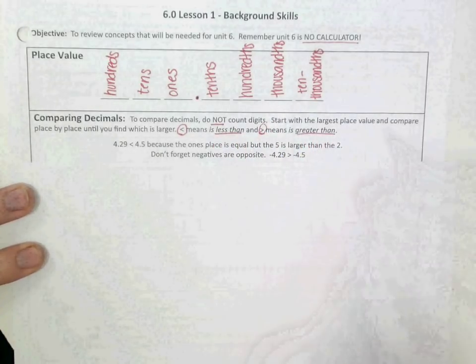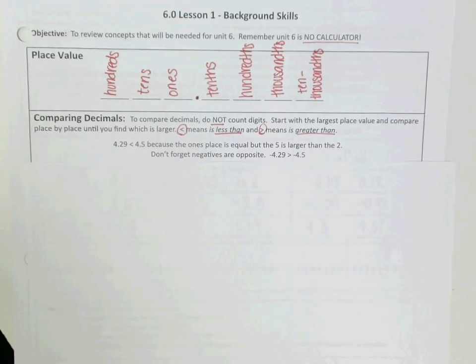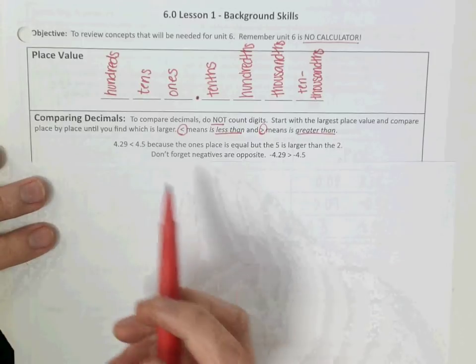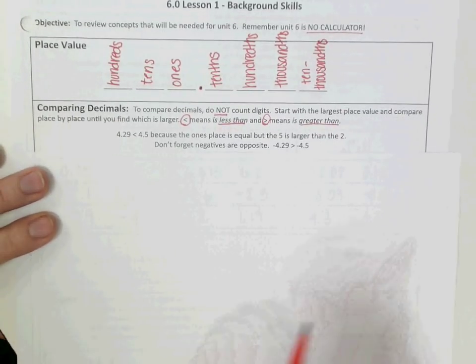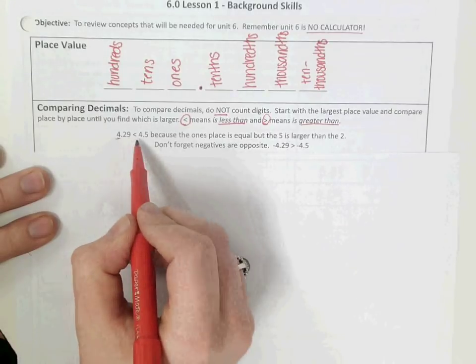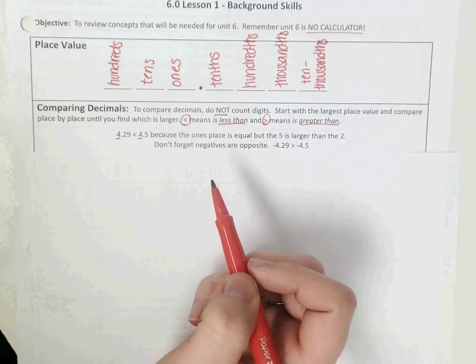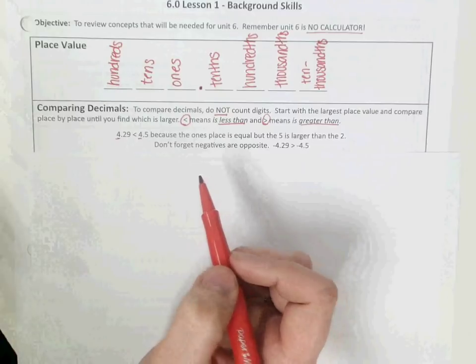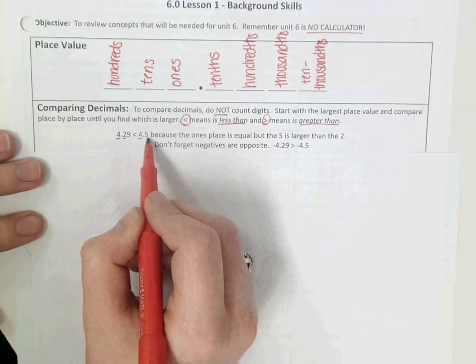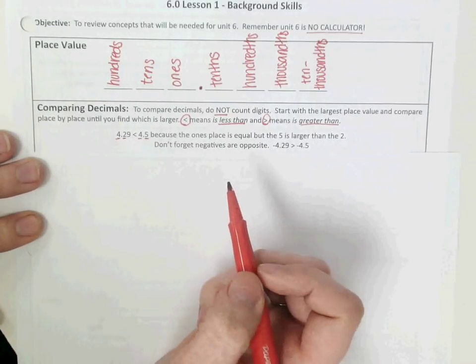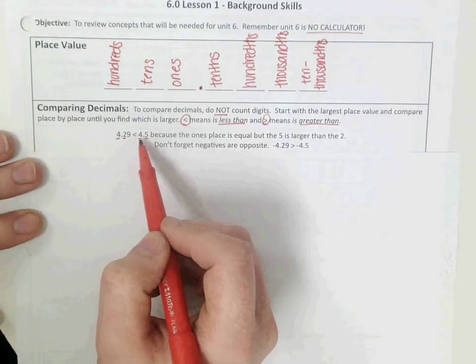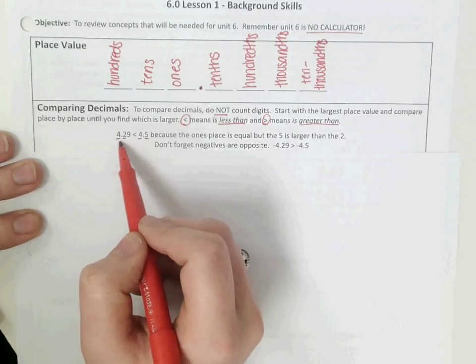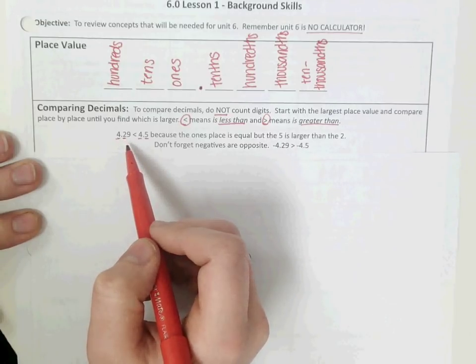And then as a reminder, this sign right here means less than, and this one right here means greater than. Sometimes you can think of the sign as eating, so it's going to eat the bigger number. So let's compare these two numbers right here. We have 4.29 and 4.5. We compare the 4's first, and they're the same. Then we go to the next number, the 2 and the 5, in the same place. We know that the 5 is larger than the 2, so we can say 4.5 is larger than 4.29.